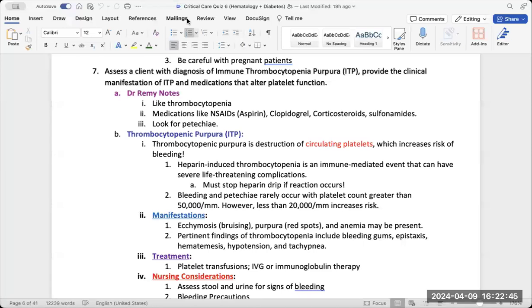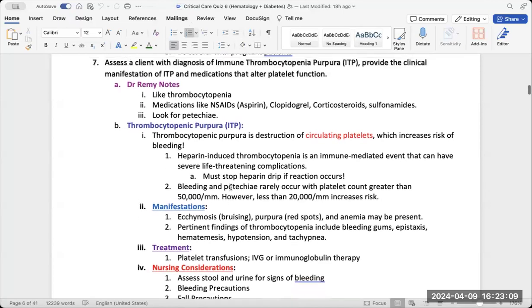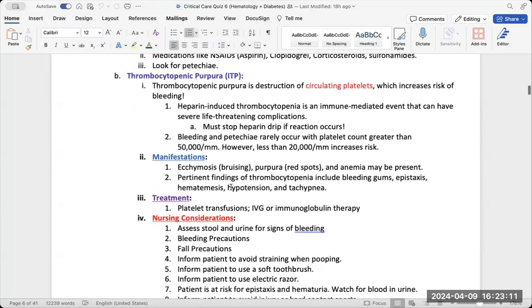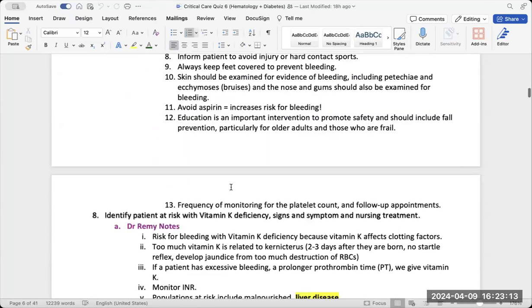Okay. But like I said, this is a type of thrombocytopenia. So all of our nursing interventions are geared towards looking for manifestations of bleeding, right? Which include things like we said: ecchymosis, petechiae, purpura, or red spots, bleeding in the gums, epistaxis or bleeding in the nose. Anything that has to do with bleeding, and they will have hypotension as a result of that too, if they are bleeding.